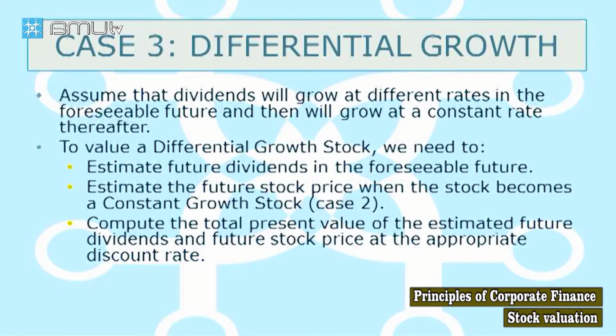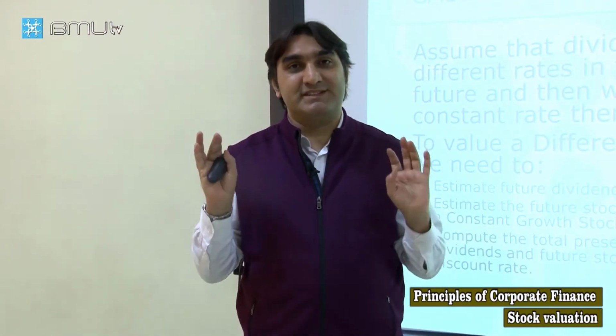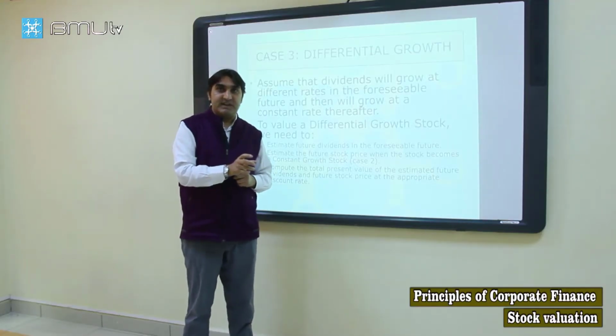Assume that dividends will grow at different rates in the foreseeable future and then will grow at a constant rate thereafter. To value a differential growth stock, we need to estimate future dividends in the foreseeable future, and estimate the future stock price when the stock becomes a constant growth stock. It goes back to our second scenario. Compute the total present value of the estimated future dividends and the future stock price at the appropriate discount rate. So, however the dividends grow, the principle is the same. We need to find dividends and find their present value.